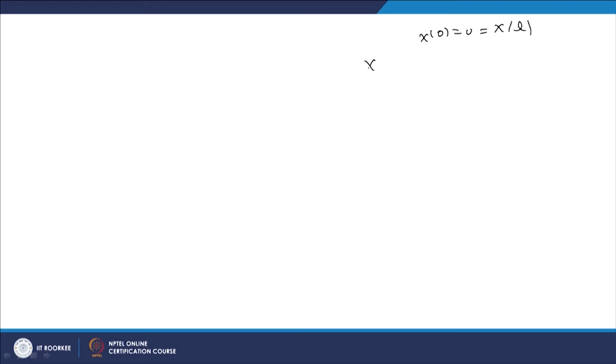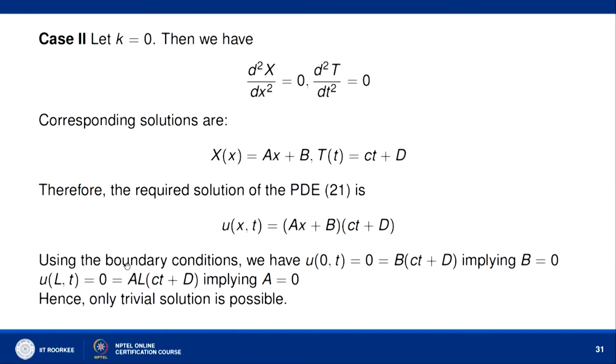So our solution is X(x) = ax + b. Put X(0) = 0, so this implies that b = 0, and then when you put X(l) = 0, then al = 0, and since l is non-zero, this implies that a = 0. So here X(x) is coming out to be identically 0. Similarly, using the boundary condition u(0,t) = 0 we get b = 0, and similarly a = 0. So here also this part is completely 0, so it means that u(x,t) is only the zero solution.